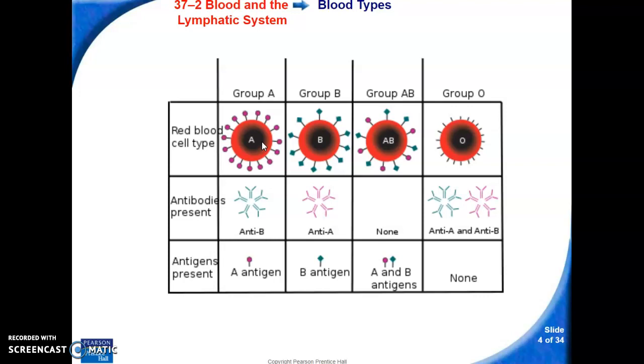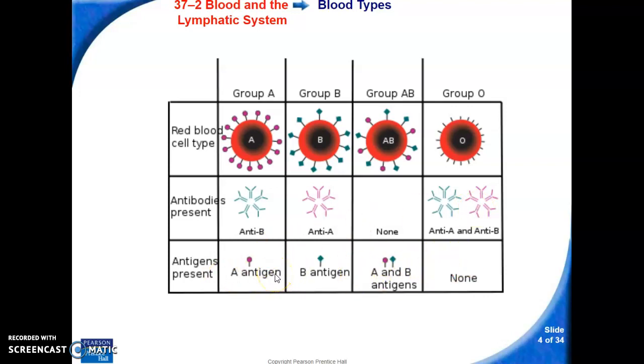Now, this is your red blood cells. Antibodies are floating in the blood plasma, the liquid part of blood. So here's what happens. If you have type A antigen, you have type B antibody. You have the antibody for the antigen you don't have. If you have type B antigen, you have type A antibody. If you have type AB blood, you don't have either antibody. And if you're type O blood, you have both A and B antibodies because of these antigens.